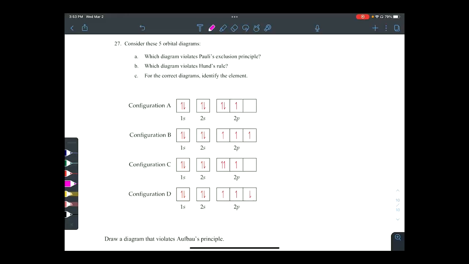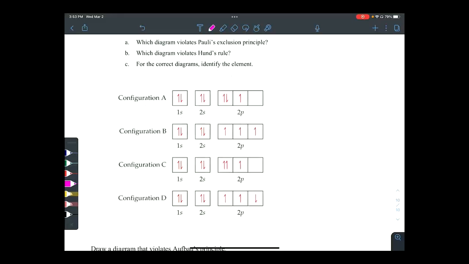No two electrons have the same four quantum numbers, but in practice, what does that mean? If we have two electrons in the same orbital, or the same box, they have to be opposite spin, because spin up is +1/2, spin down is -1/2. So which configuration, A, B, C, or D, violates Pauli's exclusion principle? C. So be very cognizant of what the question is asking.